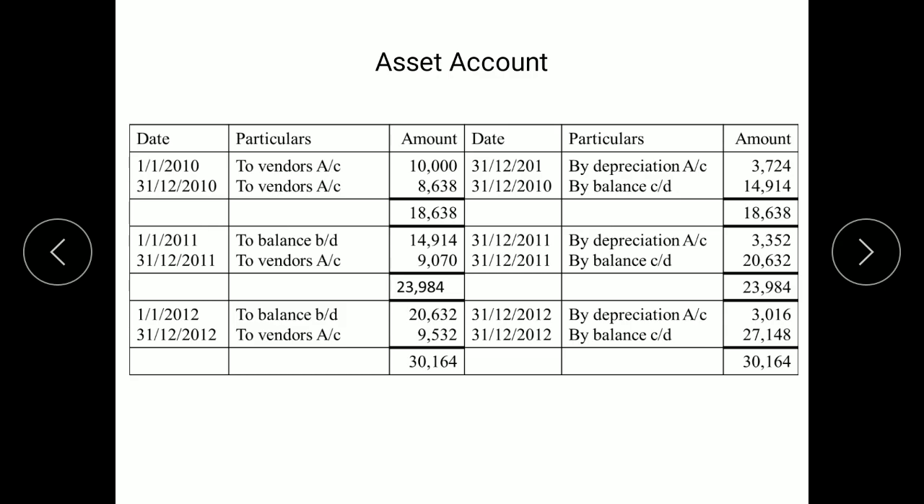So in the third year, principal amount due to vendors account 9,532. The depreciation charged entry will come on the credit side. Last year's depreciation 3,016. So the balance carried down is 27,148. So in the asset account, on the debit side, we will make the entry for the amount which is due. First, the advance due, it will come only in the first year, and for the remaining years, the principal amounts which are due will be entered. And on the credit side, we'll make the entry for depreciation which is charged on the asset.